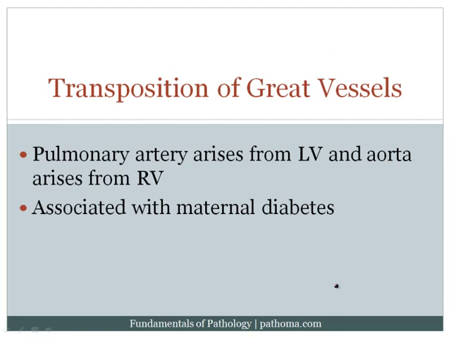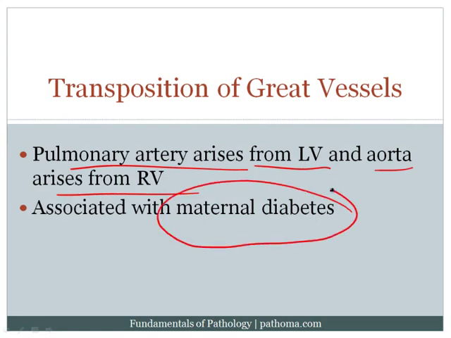So let's go ahead and read now. Transposition of the great vessels. So you get the pulmonary artery arising from the left ventricle, the aorta from the right ventricle, as I've already described. Associated with maternal diabetes, high yield. High yield, that this is associated with maternal diabetes.